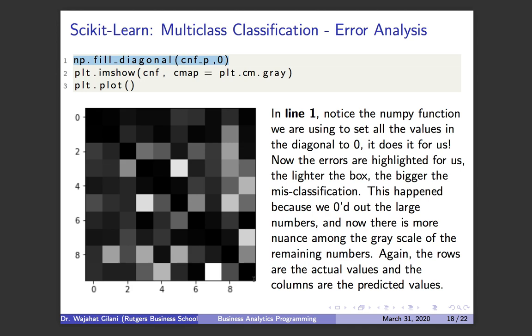Now remember that the whiter the box, the larger the number, and the blacker the box, the smaller the number. And remember, anything off that diagonal in a confusion matrix is a mistake. It's something that was predicted incorrectly. Now remember, your rows are your actual values always in your confusion matrix, and your columns are always your predicted columns.